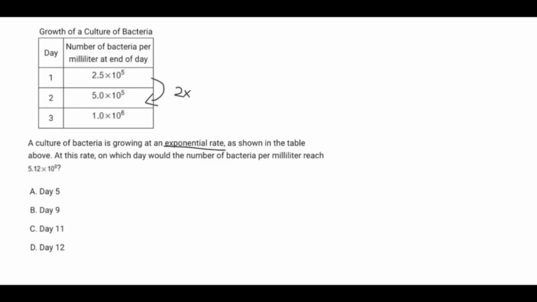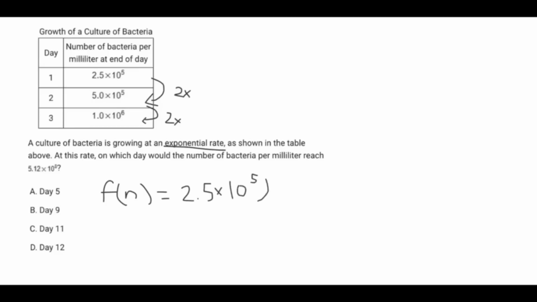And because it's increasing at an exponential rate, it's going to be the same rate between each value. So this is also 2x. All right, so now let's write our rule out. So we're going to write f of n, because we're going to write a function rule where n represents the number of days. We start off with our first term, because that's just what is being affected at the start. So 2.5 times 10 to the power of 5.